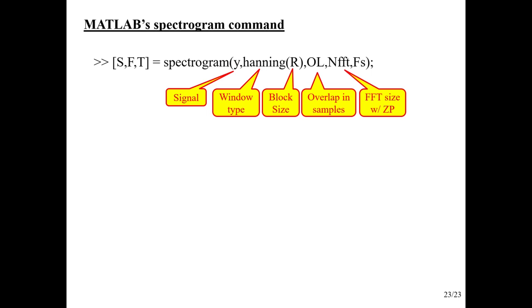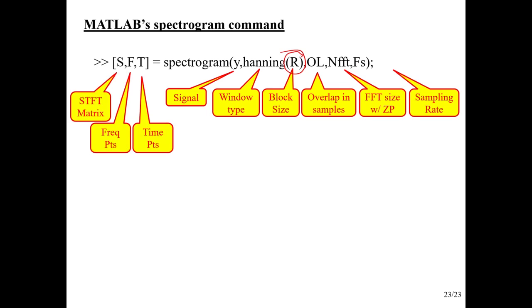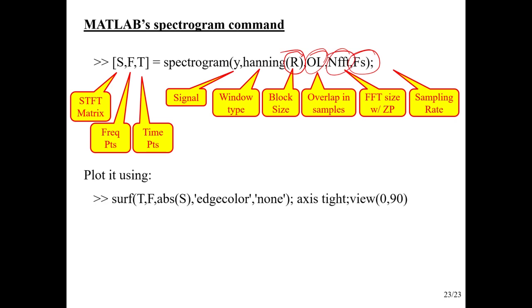NFFT is the FFT size with zero padding. So that number should be bigger than R. So usually 4x or 5x, and it doesn't have to be a power of 2, but it's common to make it a power of 2. And then Fs is the sampling rate. And then you get the short time Fourier transform matrix, and you get computed frequency points and time points relative to the sampling rate and the overlap and so forth, and the NFFT. So it figures that all out.